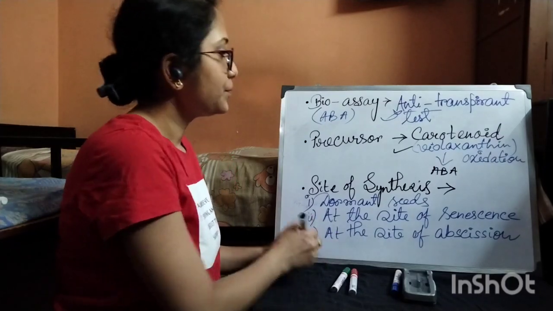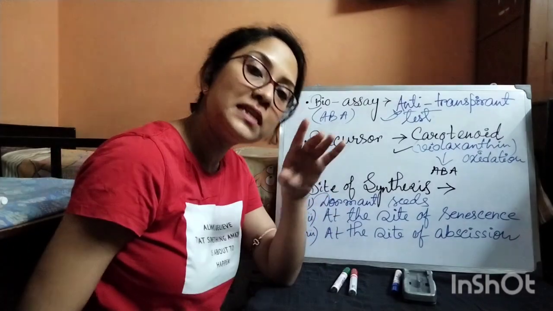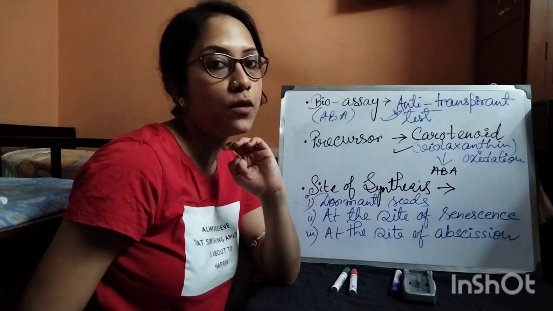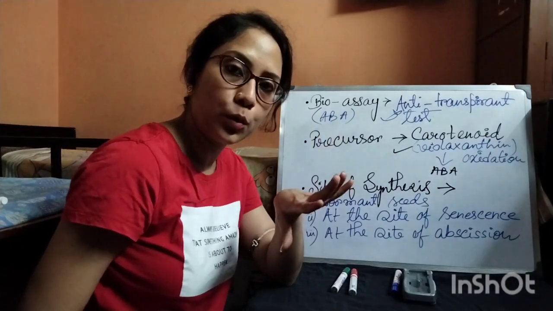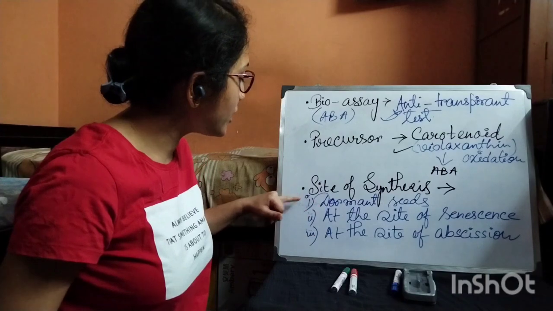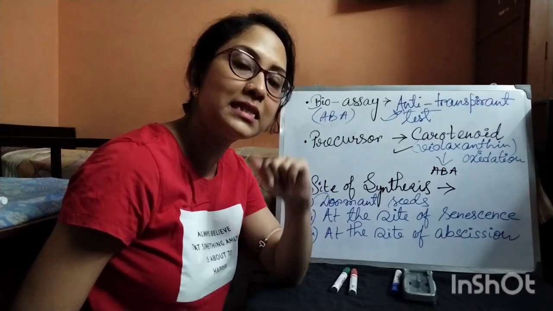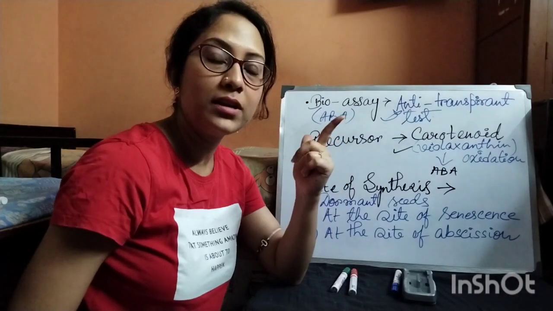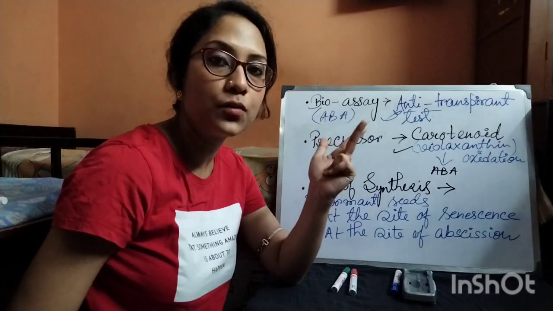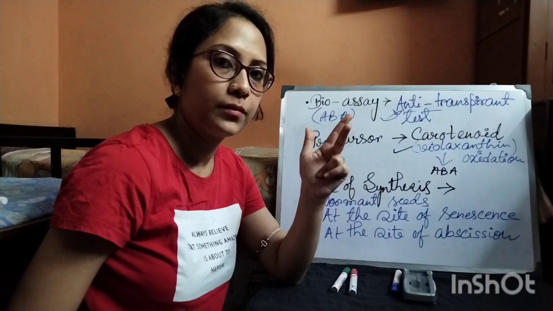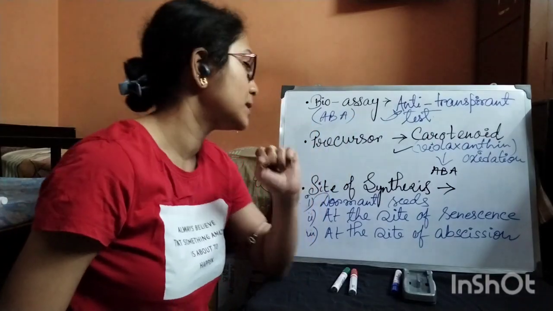Okay, so next, coming to the site of synthesis or site of production of the abscisic acid hormone. There are three sites of production. The first one is the dormant seeds, the second one is the site of senescence, and the third one is the site of abscission. Okay, so let's quickly discuss this.